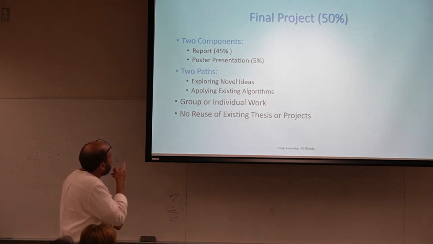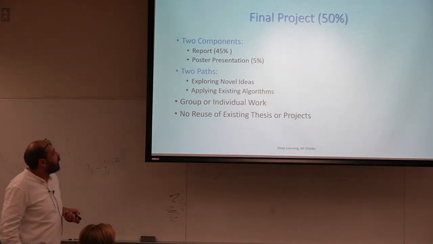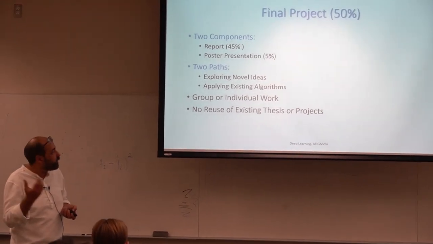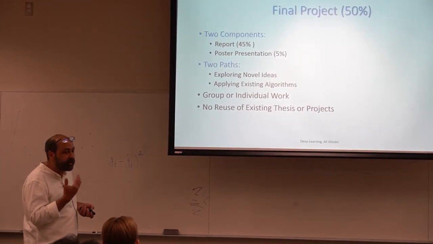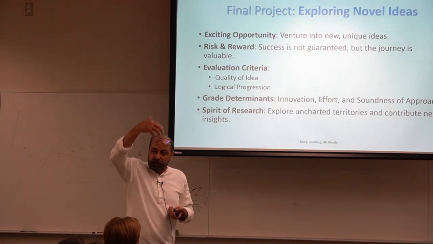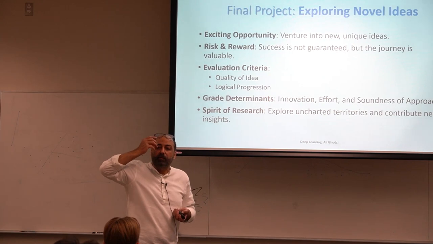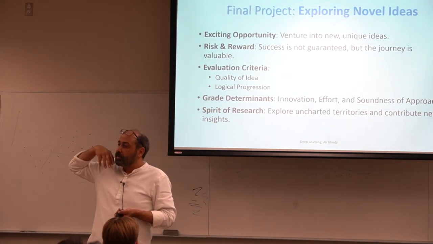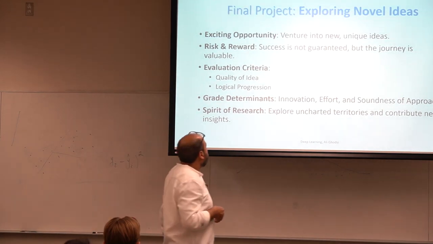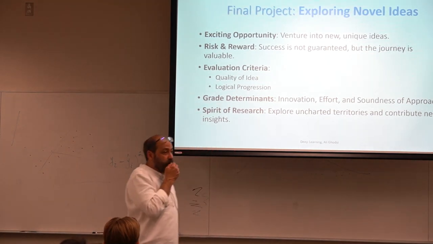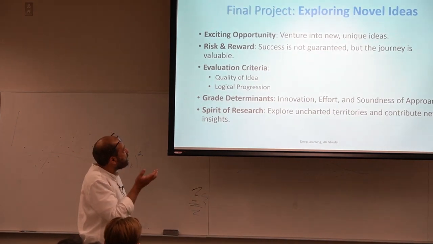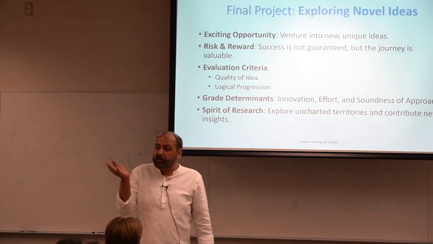We have two types of projects. When you want to choose a project, you can have either exploring a novel idea or applying an existing algorithm. Basically, you can come up with a new algorithm, exploring a new idea, new search strategy, new optimization, something new, something which is novel. And in this case, I know many people avoid this because success is not guaranteed in this path.